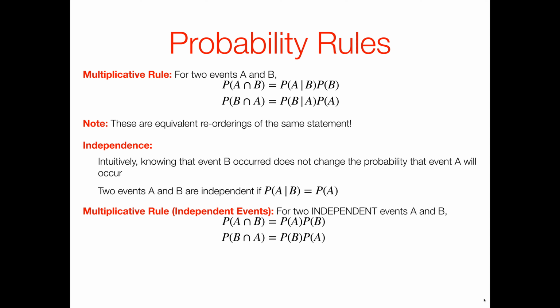And our multiplicative rule for independent events, we just change those conditionals. Now in the first one, instead of the probability of A given B, I just have the probability of A, because I know that knowing B didn't change anything. And again, these are two equivalent reorderings of the same statement.